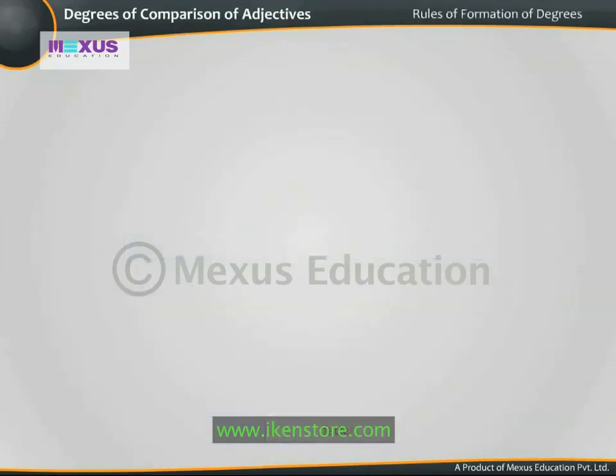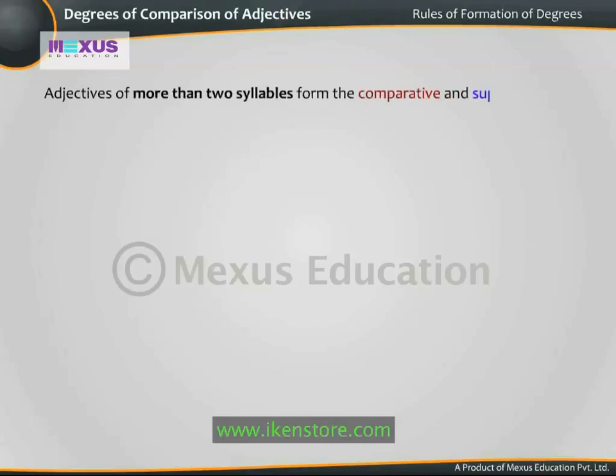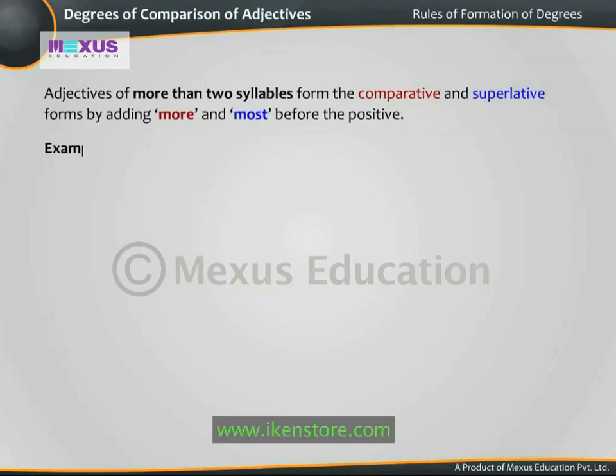Some more ways of changing degrees. Adjectives of more than 2 syllables form the comparative and superlative forms by adding more and most before the positive. Take a look at the following examples.